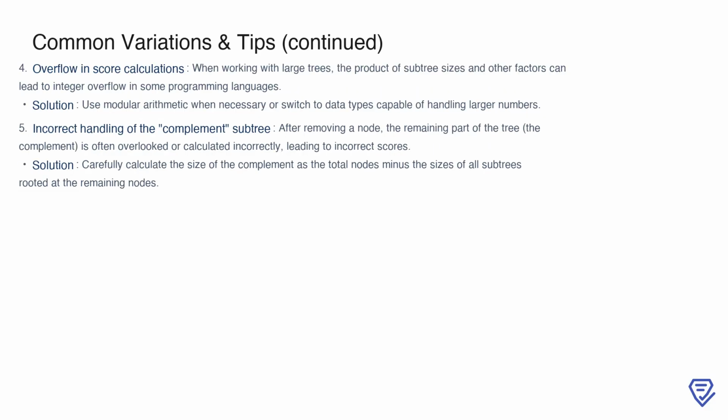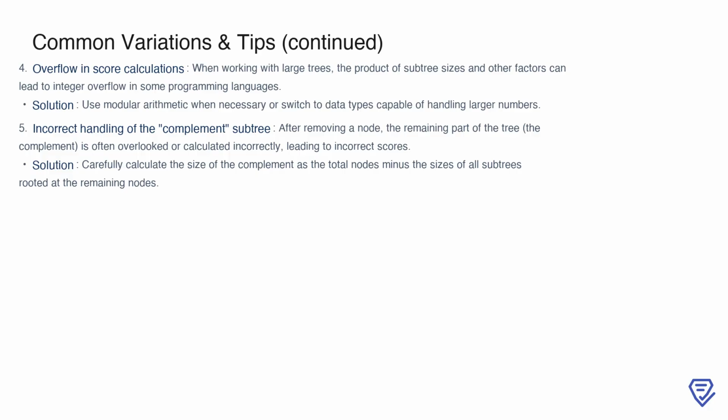Another potential pitfall involves overflow in score calculations. When dealing with large trees, the product of subtree sizes and other factors can become so large that it exceeds the limits of standard integer types in some programming languages. To address this, you can use modular arithmetic to keep numbers manageable, or switch to data types that support larger values. Additionally, incorrect handling of the complement subtree can lead to errors.